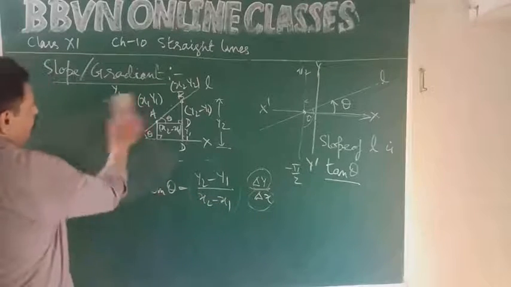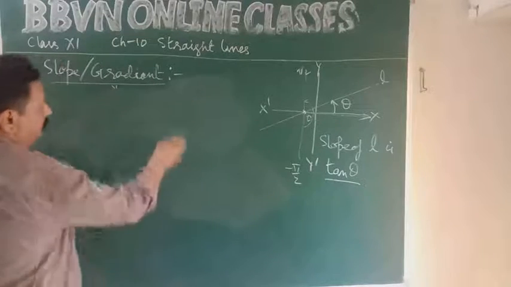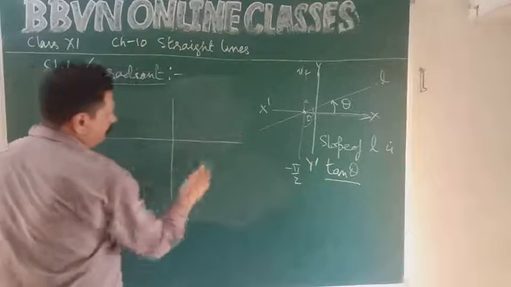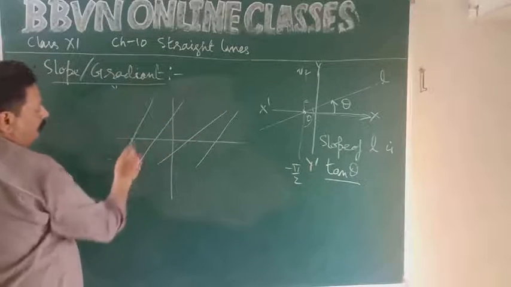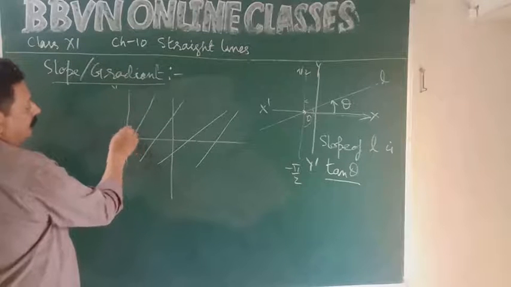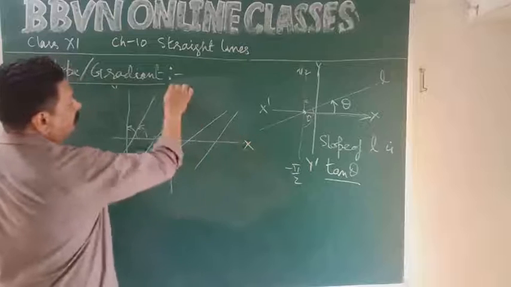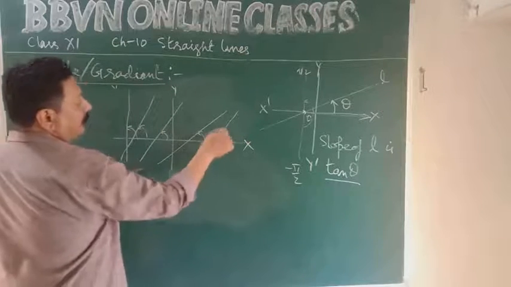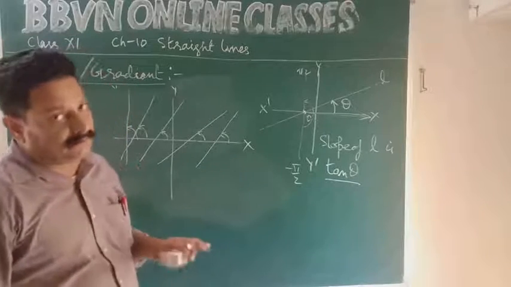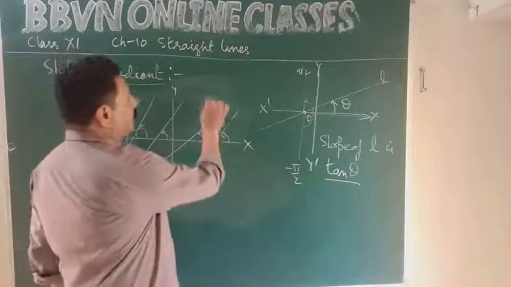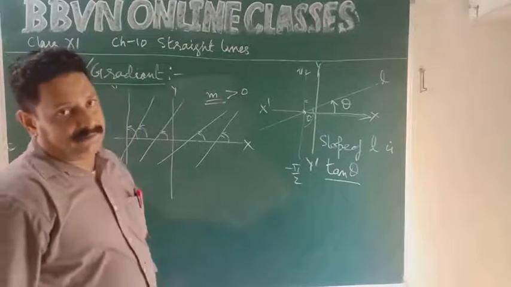Now, as I was saying, suppose any line, all these lines you see, they are inclined with the positive direction of x-axis in anti-clockwise direction. So their measures, they measure positive angles. The slope will be positive for these lines. M is greater than 0.